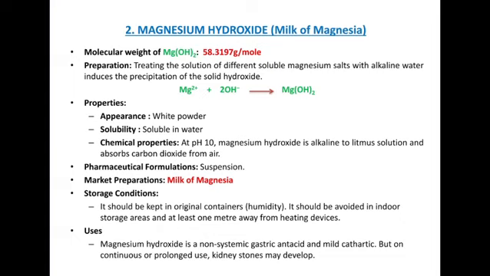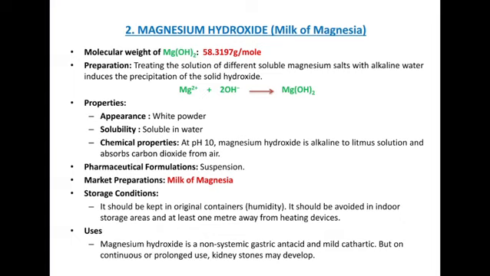Next, magnesium hydroxide. The molecular weight of magnesium hydroxide is 58.3197 gram per mole. Preparation: treating the solution of different soluble magnesium salts with alkaline water induces the precipitation of the solid hydroxide. Properties: appearance is a white powder, soluble in water. Chemical properties: at pH 10, magnesium hydroxide is alkaline to litmus solution and absorbs carbon dioxide from air. The pharmaceutical formulation is suspension. Marketed preparation: milk of magnesia.